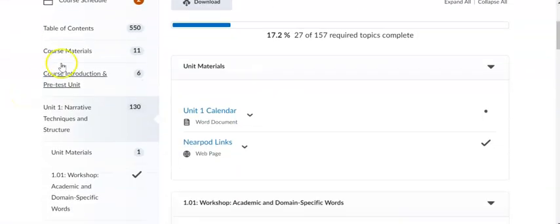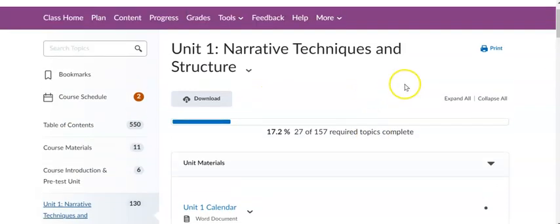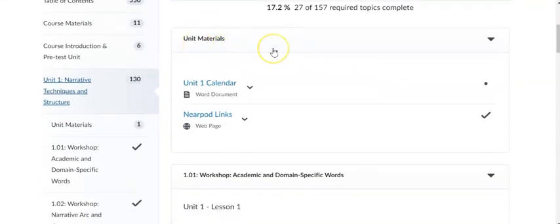Okay, on our left side, we'll click into our Unit 1, Narrative Techniques and Structure. Then on the right side of the page, we can see our unit materials section. Here's that calendar that we just looked at. In here will also be this help video link. In here is also Nearpod links that we will be using for our workshop lessons, and the daily lesson slides will be uploaded in here as well.